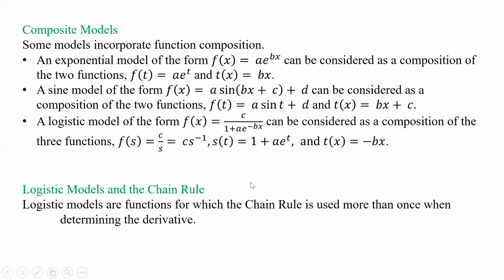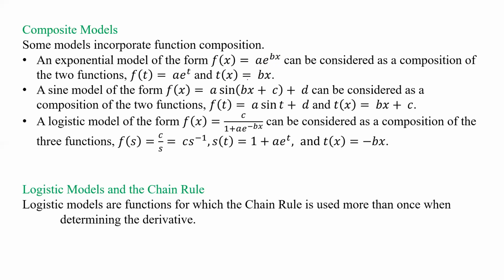All right, so some ideas on how to look at composite models. So these three models incorporate function composition. So if we have an exponential and it's in the form f of x equals ae to the bx, well, we can consider that bx part is going to be our inner or inside function, and a e to the t, in this case, is going to be the outside function. So we're going to call f of t equal to a e to the t, and then t of x is equal to bx.